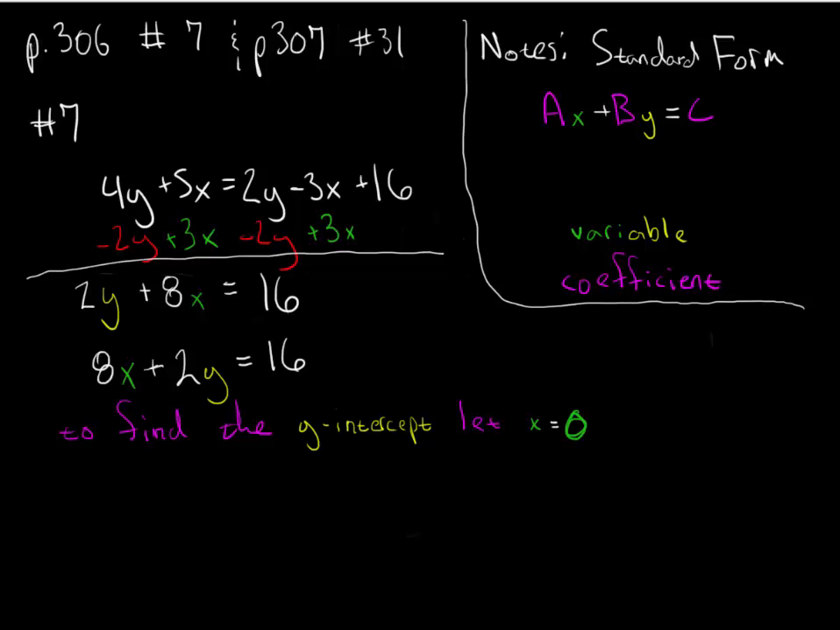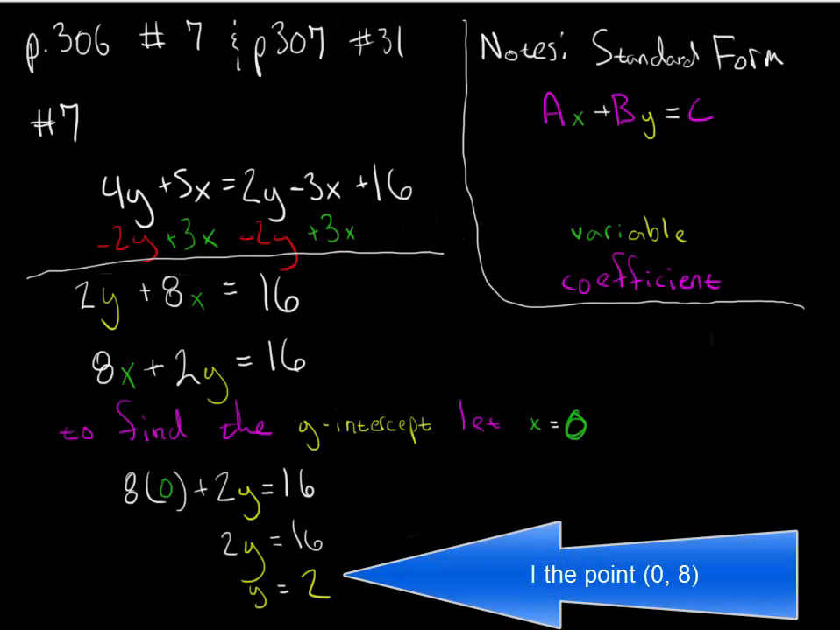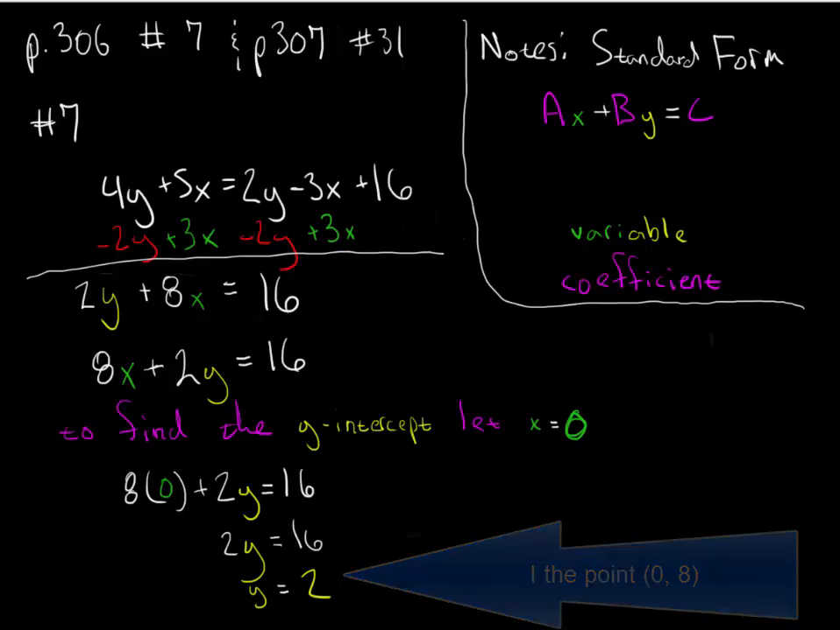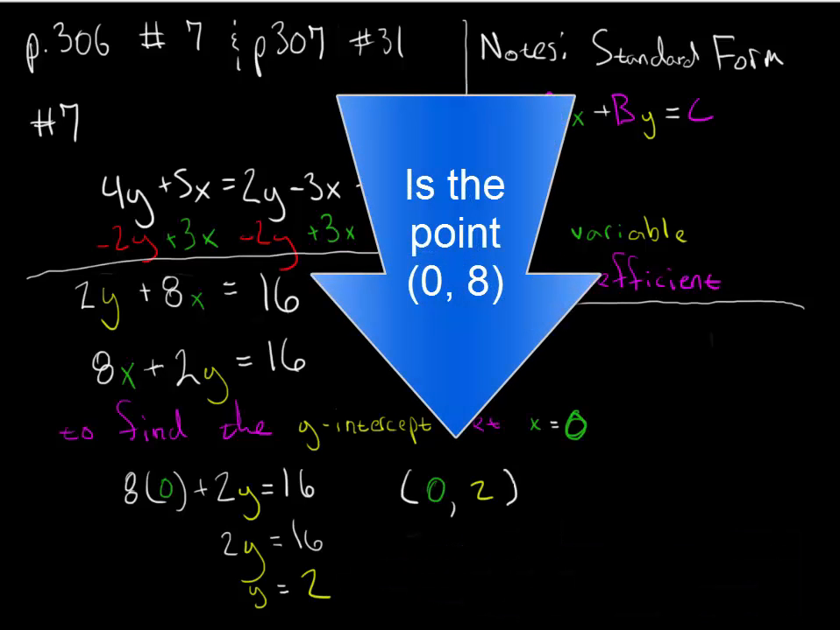To find an x or y intercept, let the opposite variable equal 0. So if we're looking for the y-intercept, we'll let x equal 0. And then we'll solve for y. 8 times 0 is 0, so 2y equals 16, and y equals 2. So the y-intercept then is the point (0, 2).